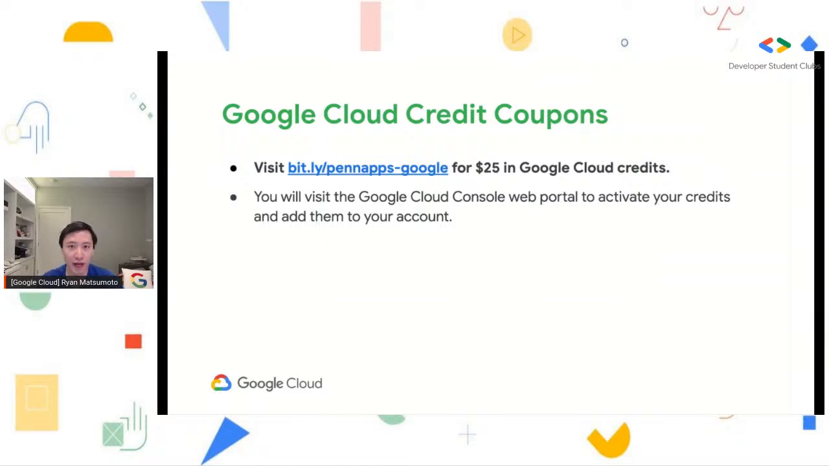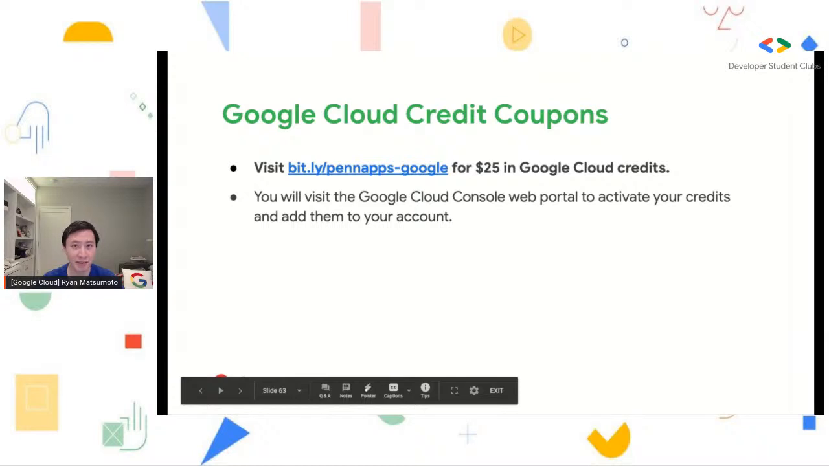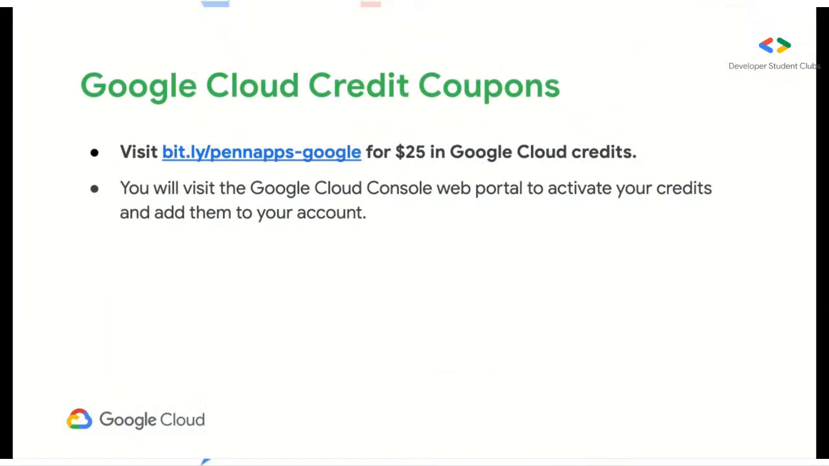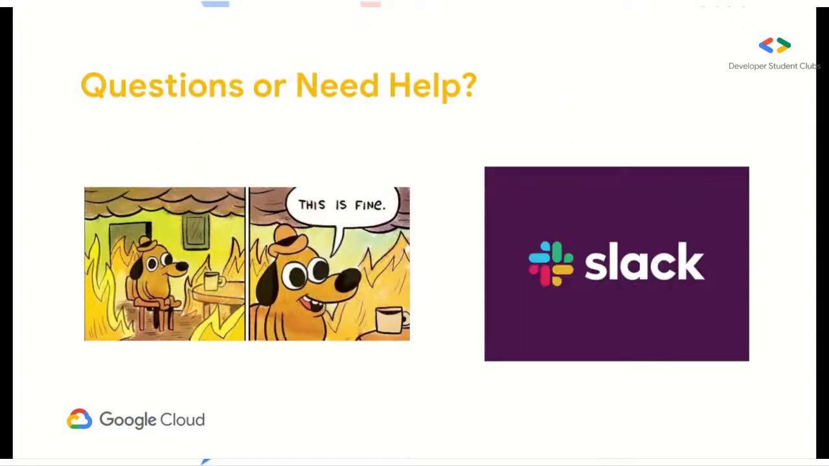For Google Cloud credits, visit bit.ly/pennapps-google to request $25 in Google Cloud credits to use throughout the hackathon. You'll end up visiting the Google Cloud Platform console, the web portal, to add them to your account, and then you should be all set with all the Google Cloud products.